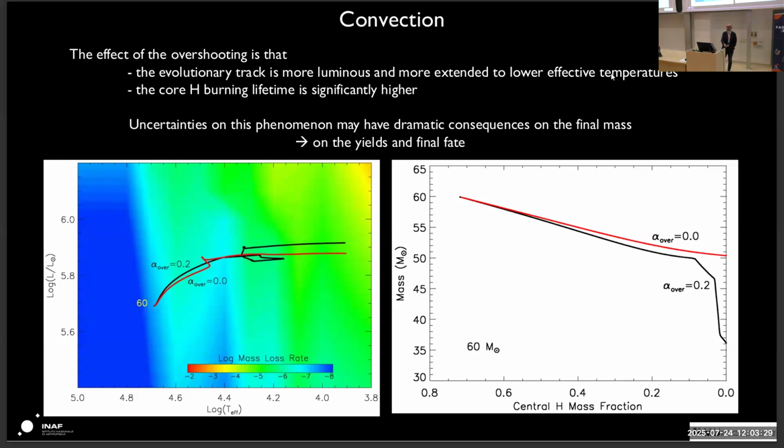This is a comparison between two stars with and without overshooting, and you see a very different total mass at core hydrogen depletion. In this case, the black line with overshooting loses more than half of its mass, slightly less than half of its mass compared to the red line.